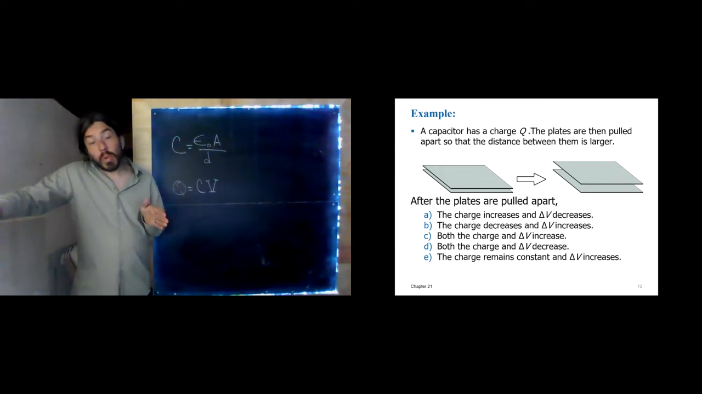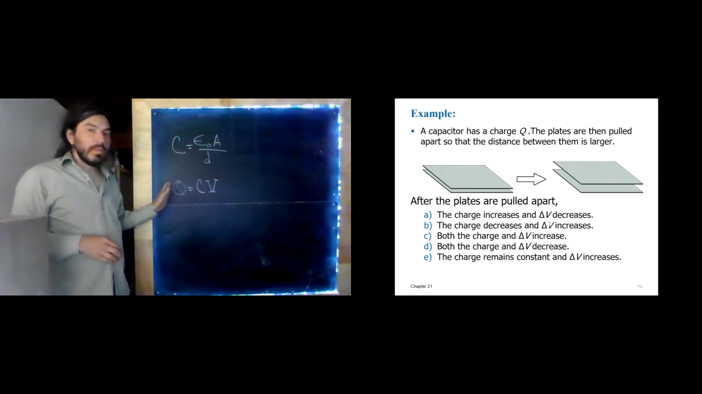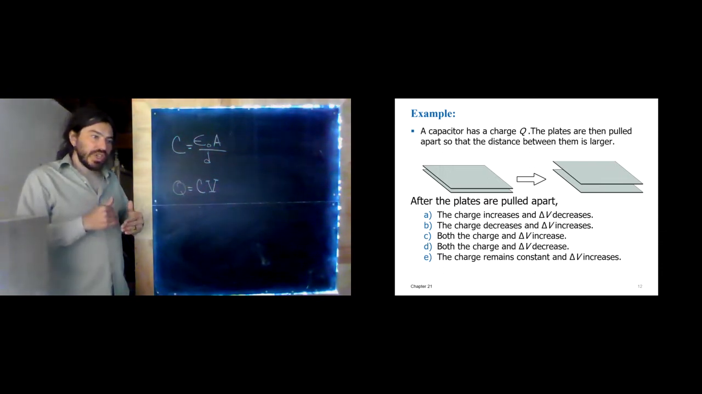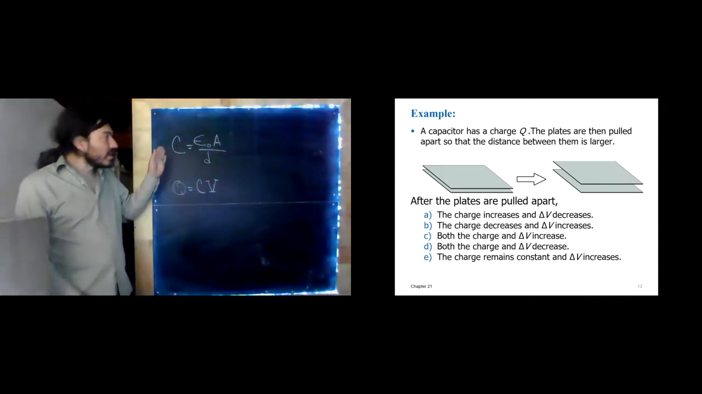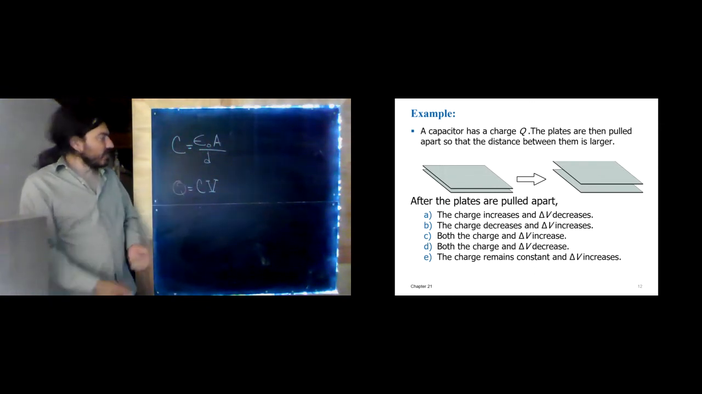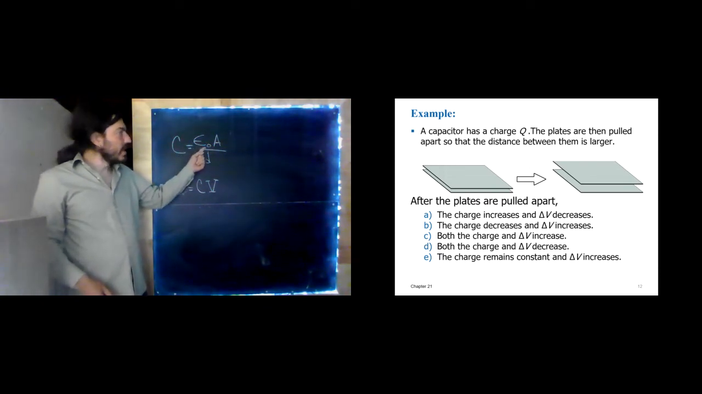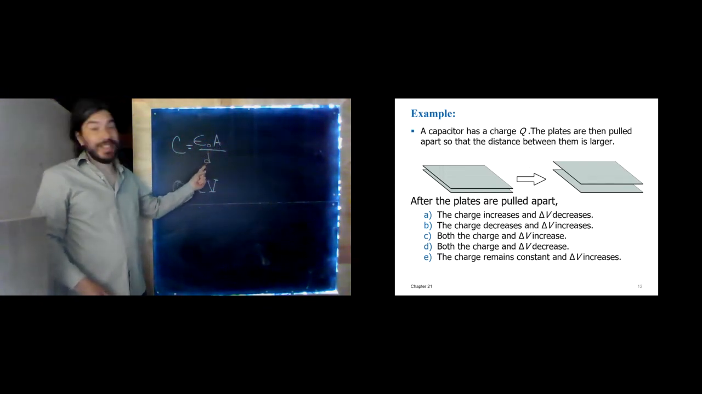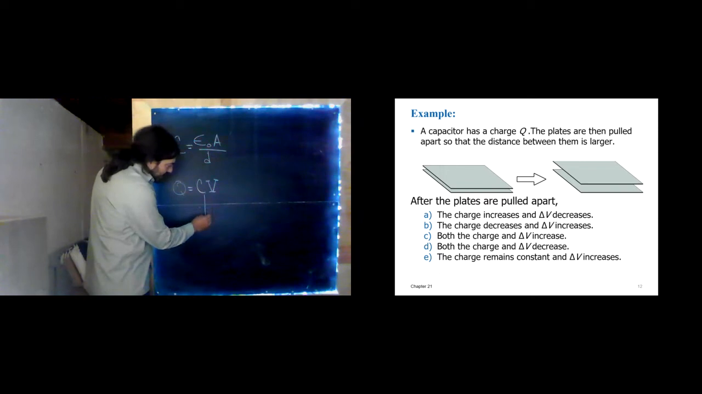Okay, so for this one, what we want to do is look at this equation and see what remains the same and what changes, and how that might affect the other things. So first let's look at the capacitance. If I pull the plates apart, what happens to the capacitance? Well, epsilon naught is a constant. A hasn't changed. What has changed is D. If D goes up, the capacitance goes down. So we see here that the capacitance is going to decrease.